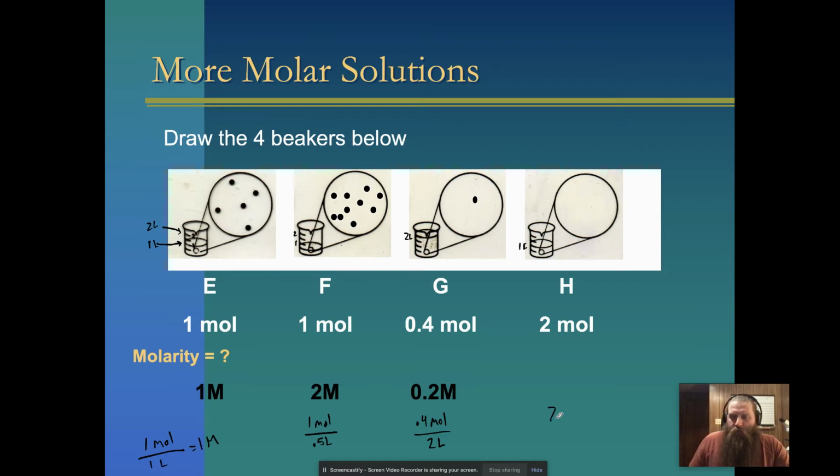Hopefully we can do this in our head, right? 2 moles divided by 1 liter is 2 moles per liter. So that is 2 molar. All right, there we go. So that's the math. The math is not a complicated idea.